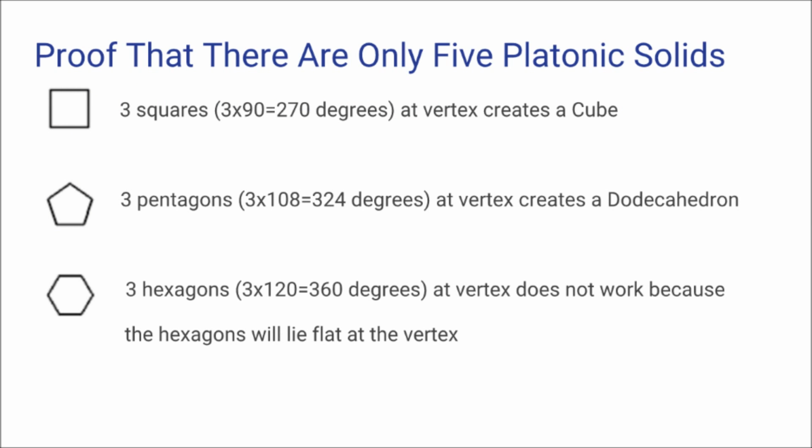Three congruent squares have a total vertex angle of 270 degrees, which forms a cube. 3 congruent regular pentagons have a total vertex angle of 324 degrees, which forms a regular dodecahedron. 3 congruent regular hexagons have a total vertex angle of 360 degrees, which does not work since the hexagons would lie flat. Therefore, there are only 5 possible Platonic solids.